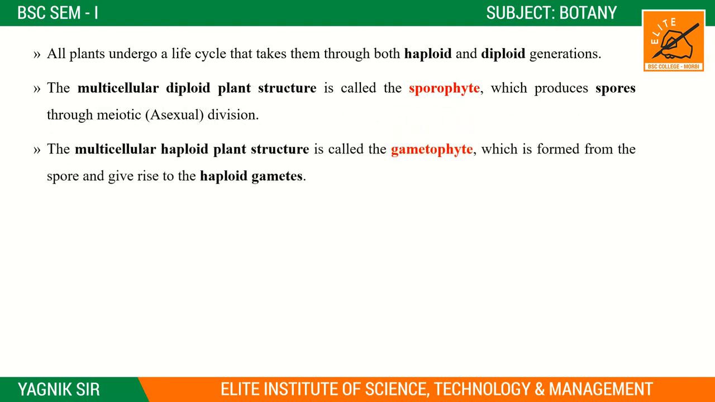And the other generation, the other plant structure, is a multicellular haploid structure, and that is called the gametophytic structure. That phase forms the haploid gametes via the male reproductive structures and the female reproductive structures. We know the haploid gametes are formed in the antheridia and the archegonia, right?